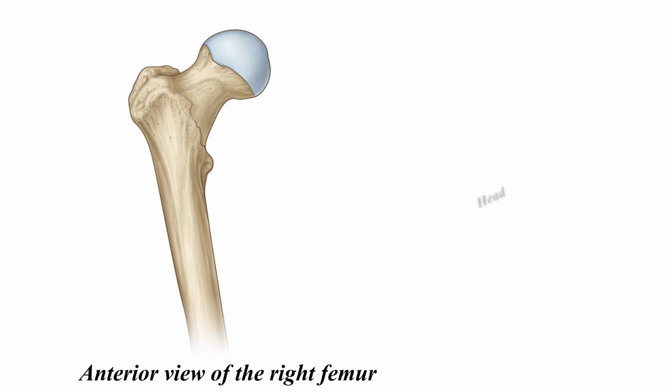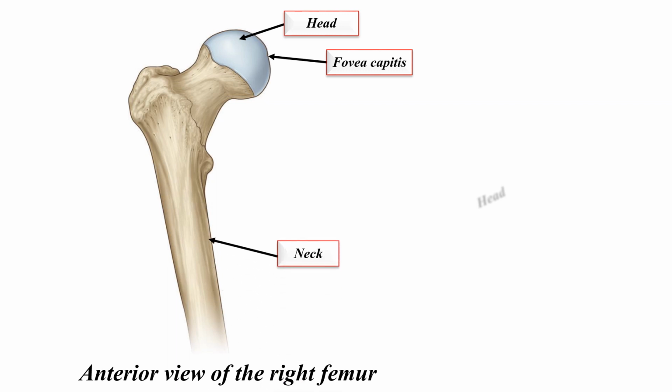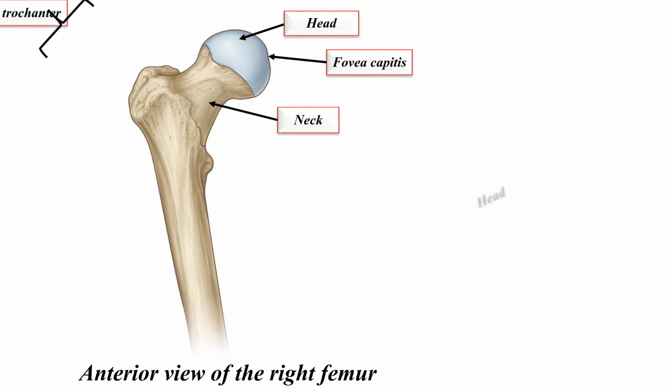This is the anterior view of the right femur, a magnification of the upper half of the right femur. This is the head of the femur, and this is the fovea capitis, a depression in the medial surface of the head of the femur. As you can see, the head of the femur is capped by hyaline cartilage. This is the neck of the femur, proceeds upwards, medially, and slightly forwards.